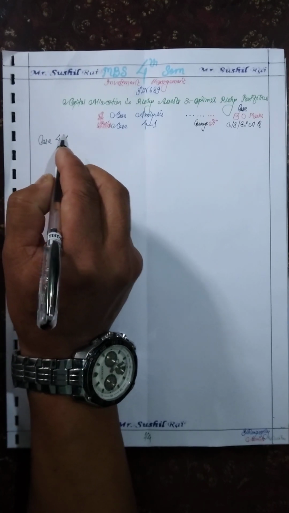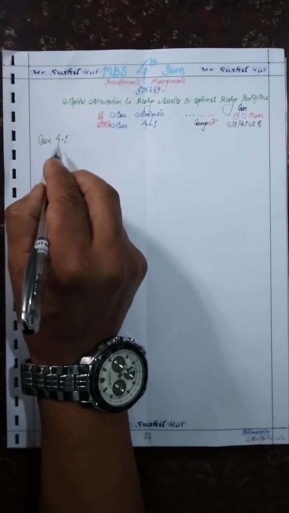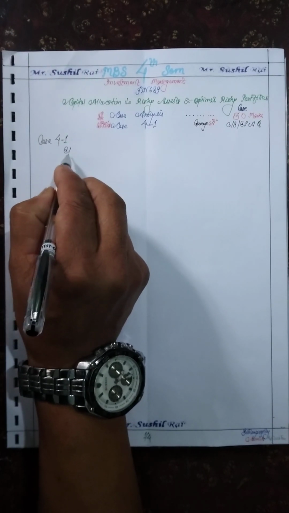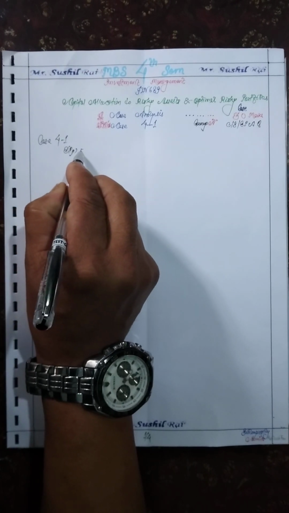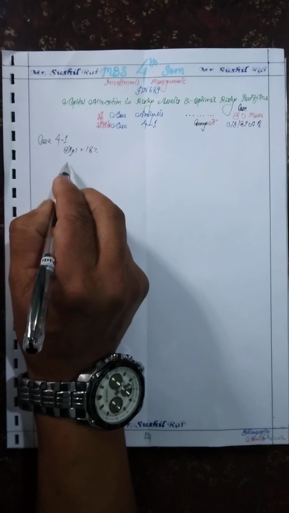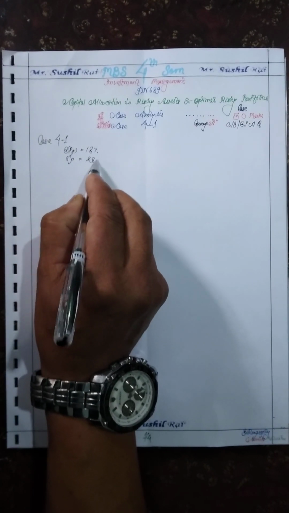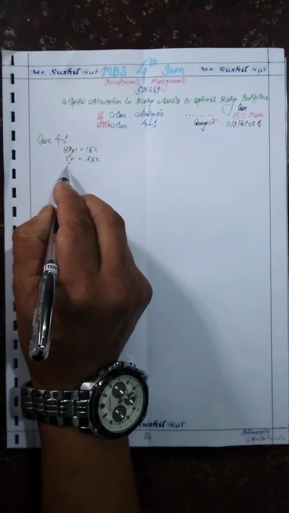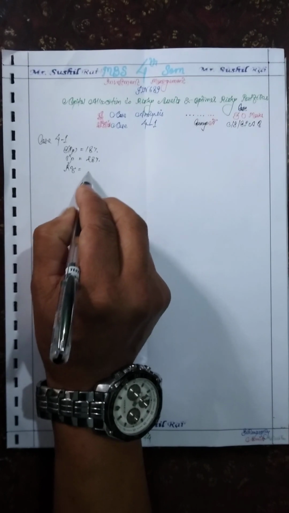Case 4-1. Given: E(RP) equals 18%, standard deviation equals 28%, risk free rate 8%.